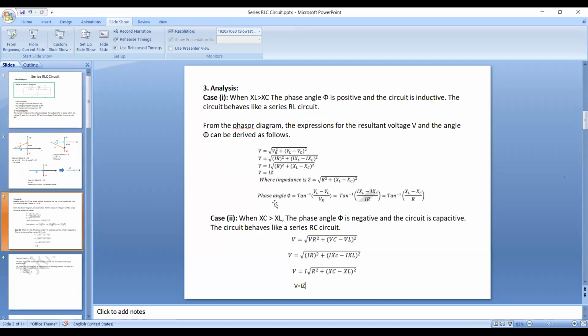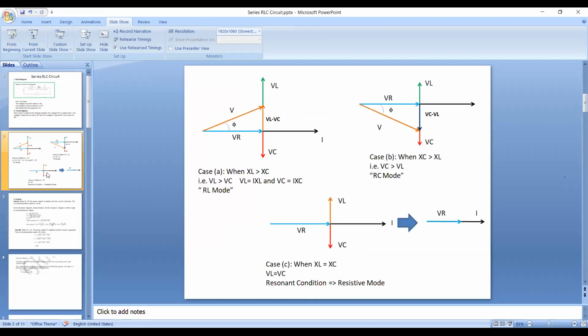For the phase angle, again using trigonometry, you take the opposite side by the adjacent side. The opposite side is VL minus VC and the adjacent side is the resistive drop VR. Substituting the respective drops, you get XL minus XC in the numerator and R in the denominator. So this is about the working of an RLC circuit in RL mode. I'll stop at this juncture, and if you have any doubts, you can let me know.